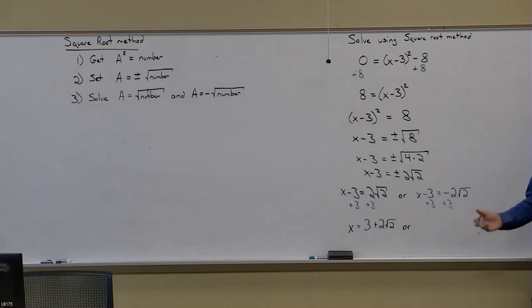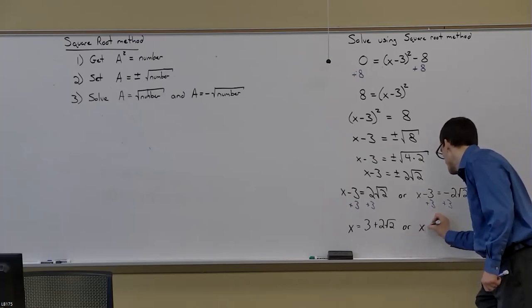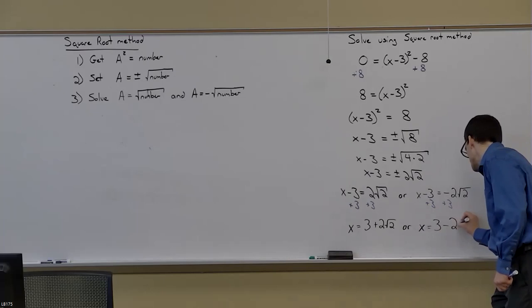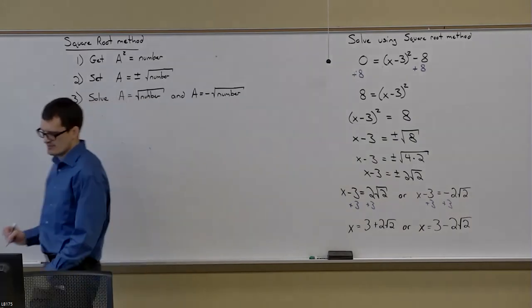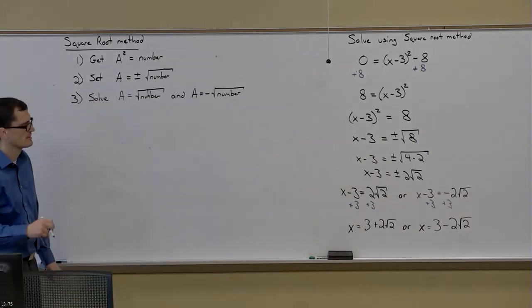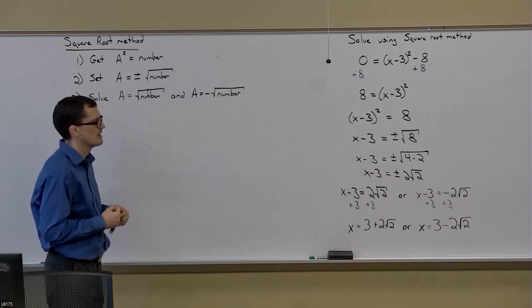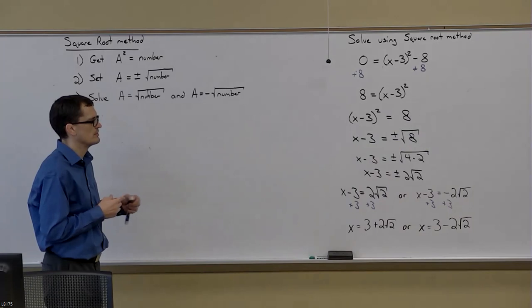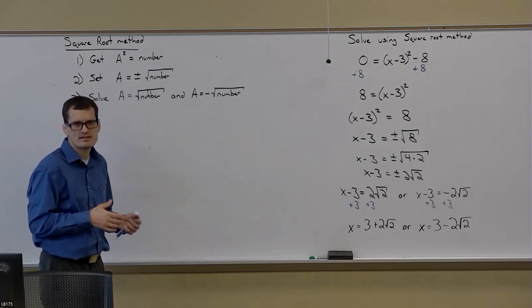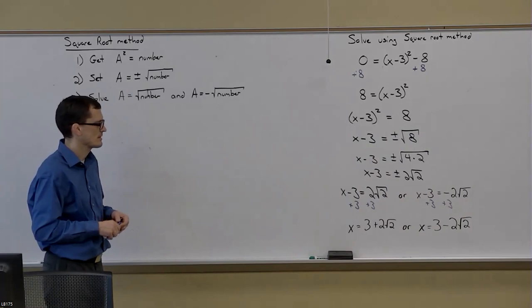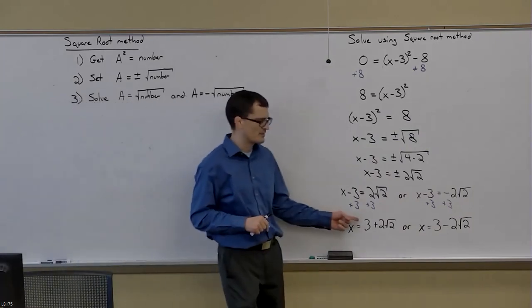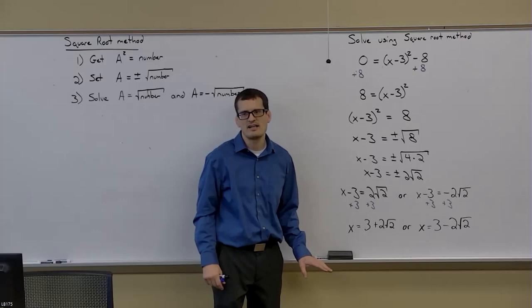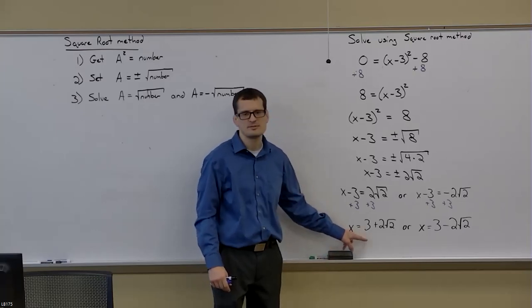That's going to be some ugly decimal, right? If I typed it into my calculator. And the other answer is 3 minus 2 root 2. And again, I'm not exactly sure what Moodle would ask for an answer there. It may ask you for an exact answer where you have to use square roots, but more likely than not, it's probably going to ask you for a decimal version of this.